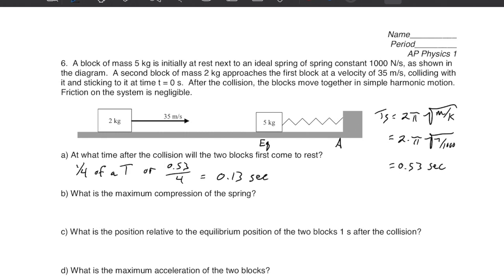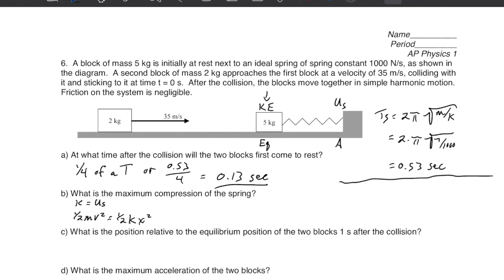B says, what is the maximum compression of the spring? So we're looking for x displacement at amplitude. We want to know how far it is going to be compressed. And for this question, what I'm thinking is, at equilibrium I've got max kinetic energy. At amplitude, all of my energy is my spring potential energy. So I can set my kinetic energy at equilibrium equal to my spring potential at amplitude, and then I can solve for x at that point.